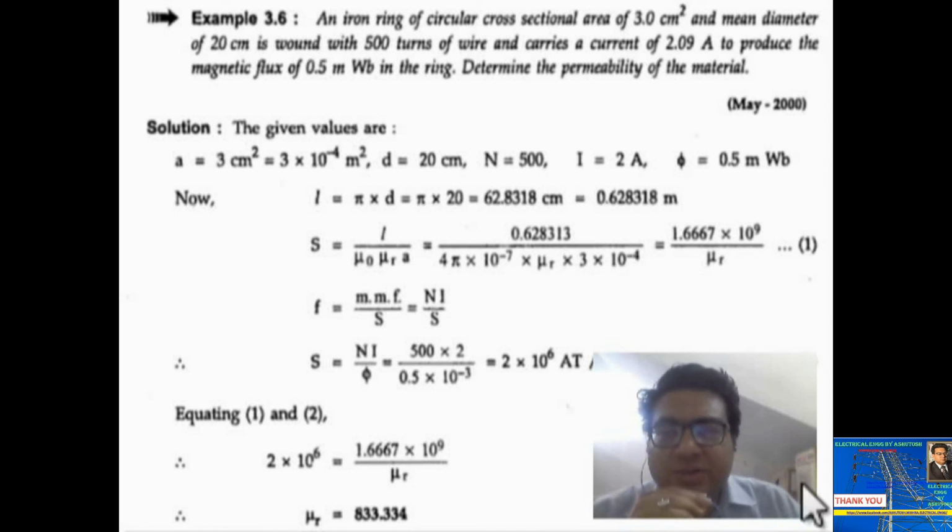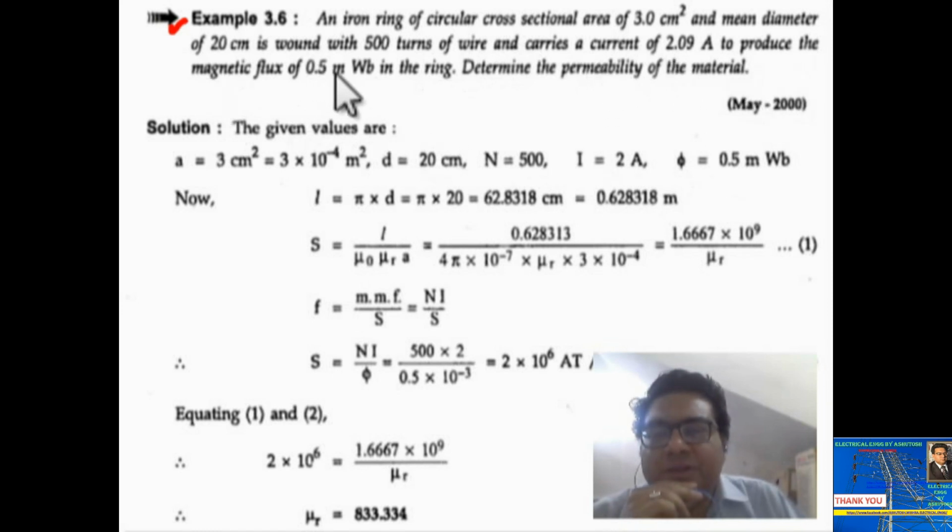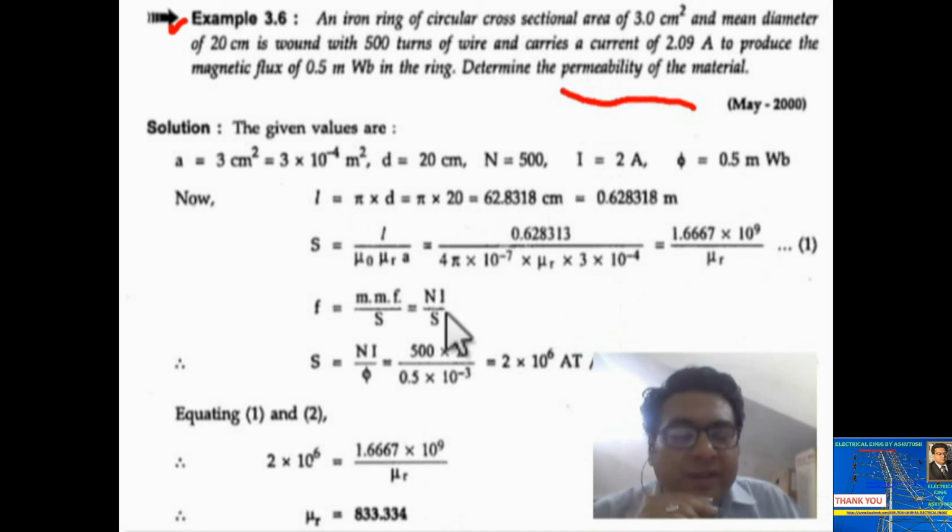So guys, there is another question given over here. Okay, so let's read the question. Example number this: an iron ring of circular cross-sectional area of 3 cm square, mean diameter of 20 cm, is wound with 500 turns of wire and carries a current of 2.09 ampere to produce the magnetic flux of 0.5 milliweber in the ring. Determine the permeability of the material. So guys, here we have to find out permeability mu R of the material.